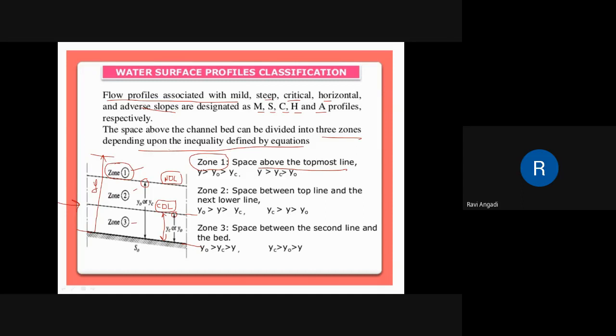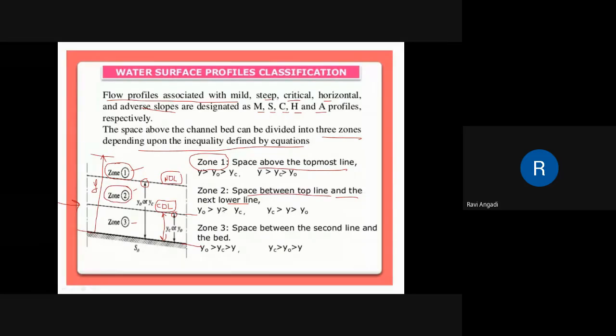Are you getting my point? Suppose the depth of flow is lying here, it will come in zone 1. Zone 1 means it is above both, CDL as well as NDL. CDL means critical depth line, NDL means normal depth line. Now, zone 2 means it is lying between these two, NDL and CDL. Zone 2 is the space between the top line and the next lower line. The top line is NDL, the next lower line is CDL. If it is lying between these two, it is called zone 2.